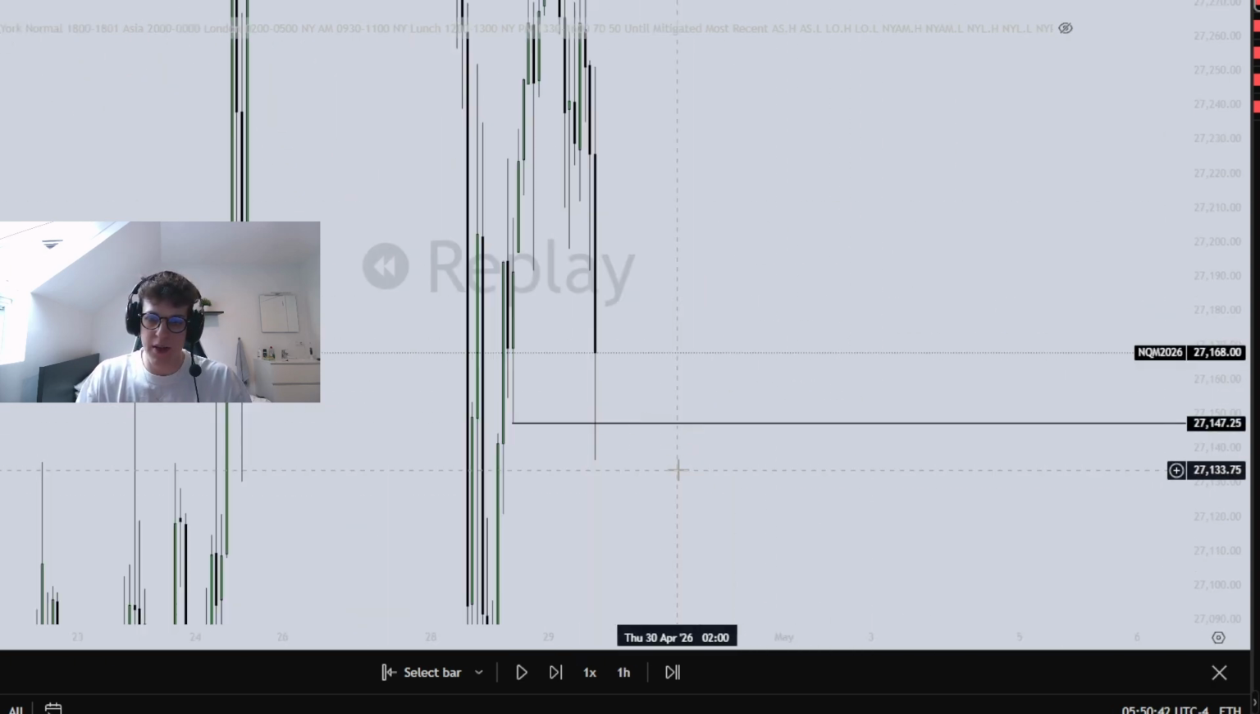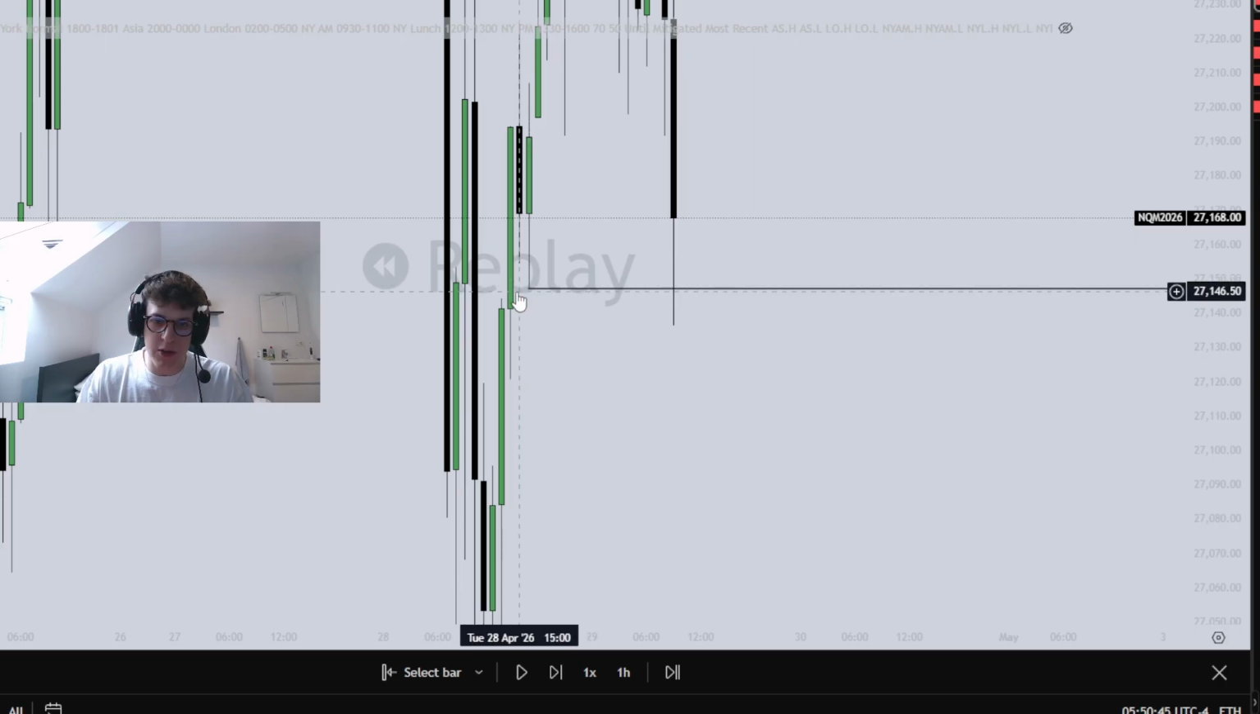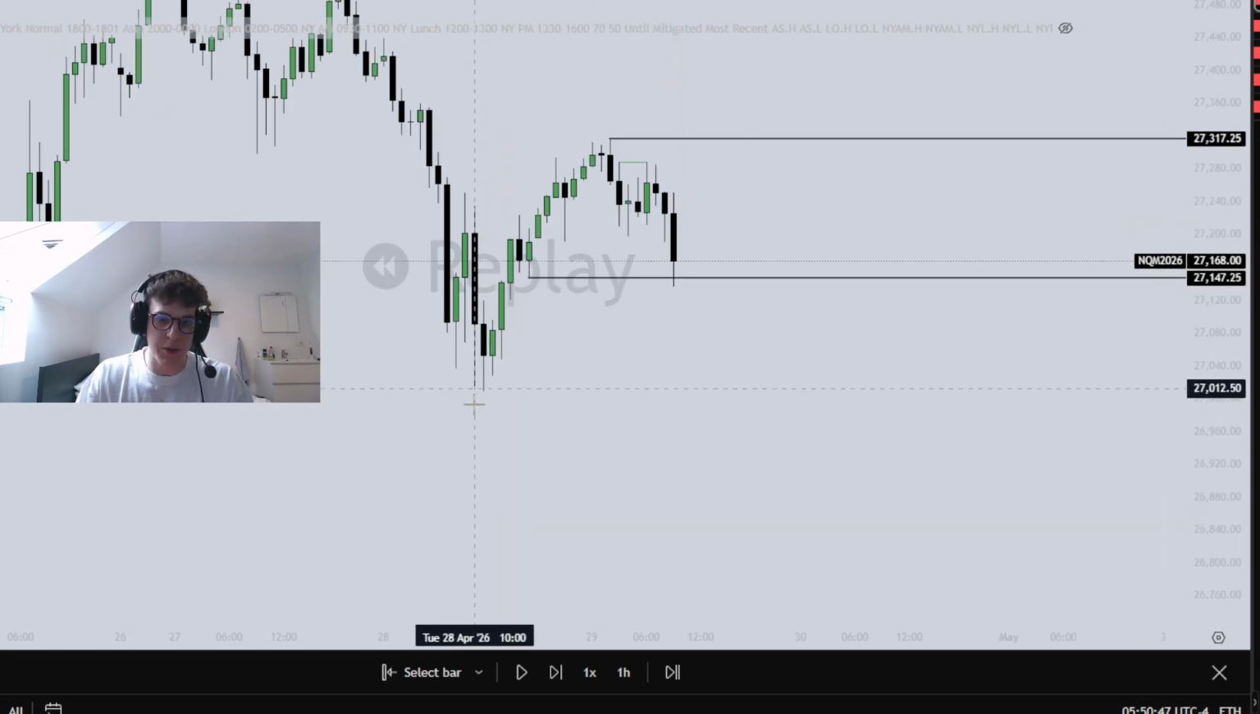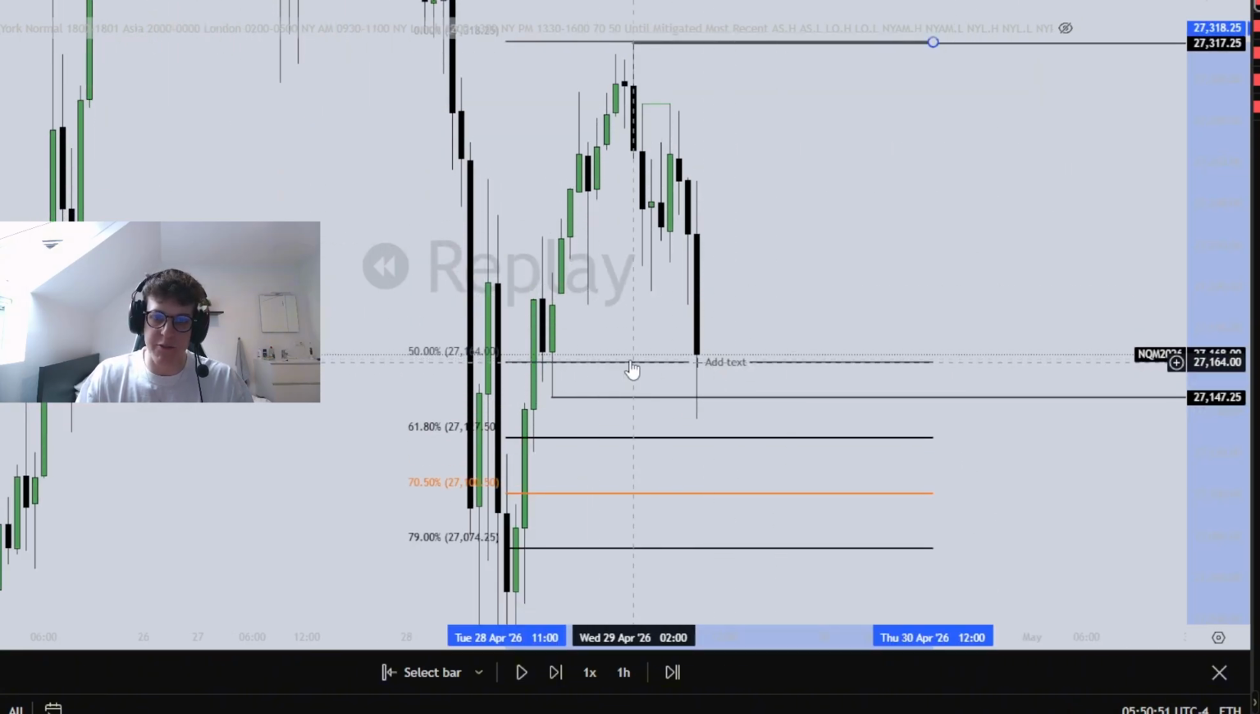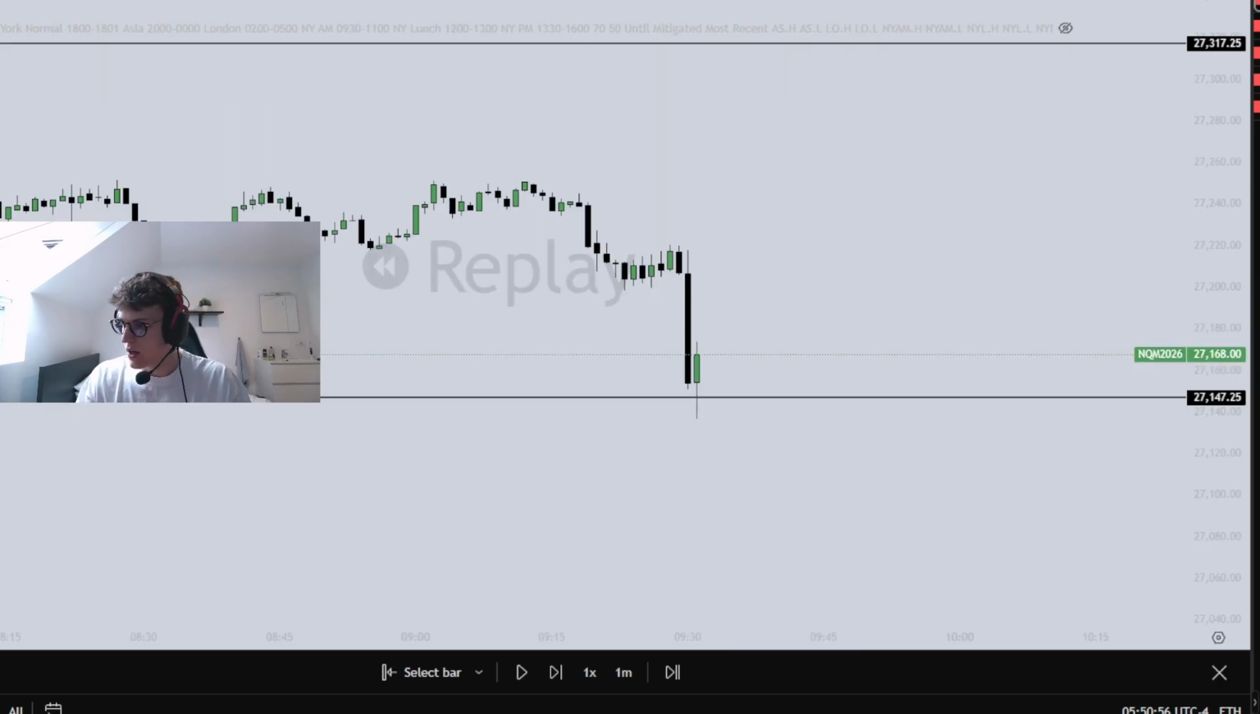Look at that. I mark out the key level, the 1 hour low into the 1 hour gap. Draw out your Fibonacci. Use your Fibonacci again. Look how well we respect that 50%. That's what you want to see.